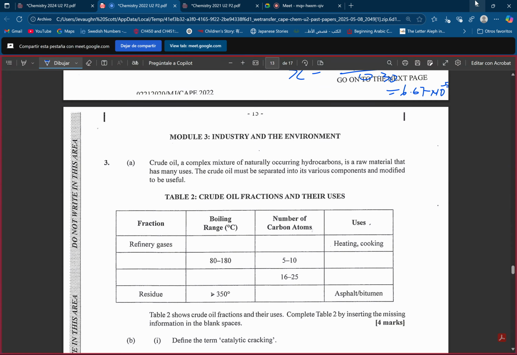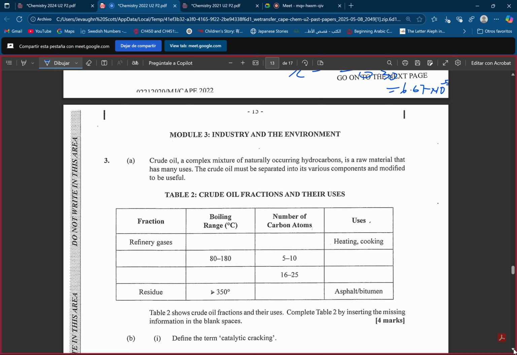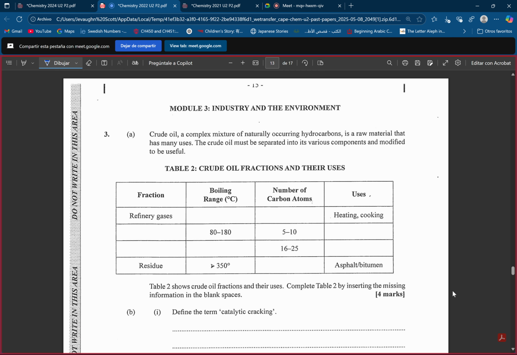So ammonia came last year, crude oil came on the 2022 paper. So here is the crude oil question A. Crude oil, a complex mixture of naturally occurring hydrocarbons, is a raw material that has many uses. Crude oil must be separated into various components and modified to be useful. So the first thing we must do is complete the table.